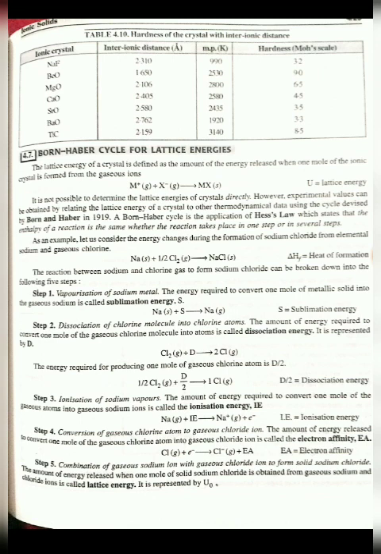Step 2. Dissociation of chlorine molecule into chlorine atoms. The amount of energy required to convert 1 mole of the gaseous chlorine molecule into atoms is called dissociation energy. It is represented by D. Cl2 plus D gives out 2Cl. The energy required for producing 1 mole of gaseous chlorine atoms is D by 2. Half Cl2 plus D upon 2 gives out 1Cl. D by 2 is equal to dissociation energy.